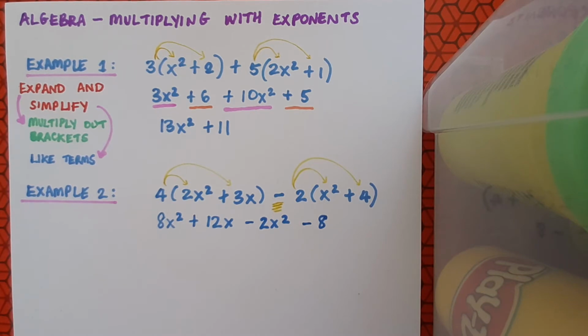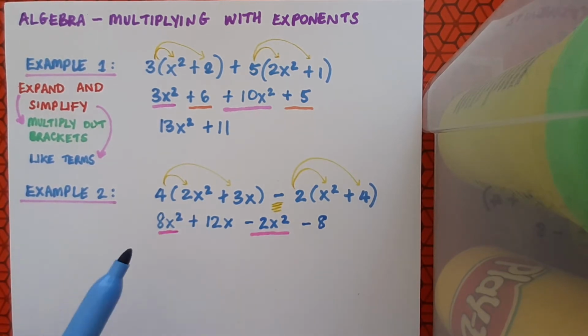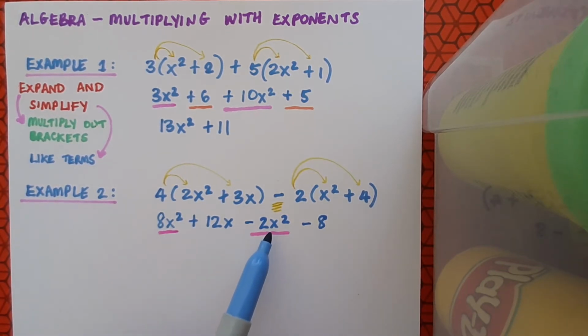Now I've finished expanding and now I need to simplify. So I look for like terms and I see that 8x squared and minus 2x squared are like terms. I'm not including the 12x in this group because it doesn't have the exact same ending. It ends in x, whereas these two terms end in x squared. I have to have an identical ending to be able to put like terms together. So 8x squared minus 2x squared is going to give me 6x squared.